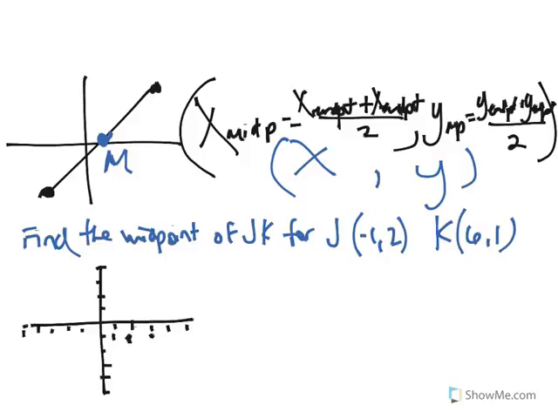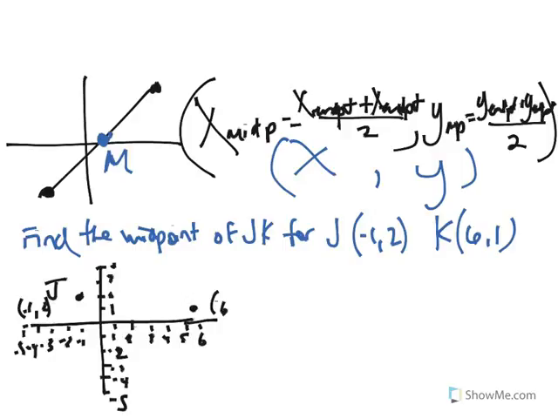And we have 1, 2, 3, 4, 5, 1, 2, 3, 4, 5, and -1, -2, -3, -4, -5, and -1, -2, -3, -4, -5. Okay, so J is (-1, 2). Always label your points, right? And then K, we have 6 over, 1 up. Okay, and then I draw my line. So I'm trying to find the midpoint. So I'm trying to find this point on the line. All right, so I rewrite my formula.